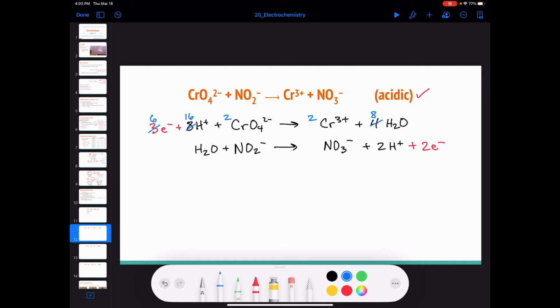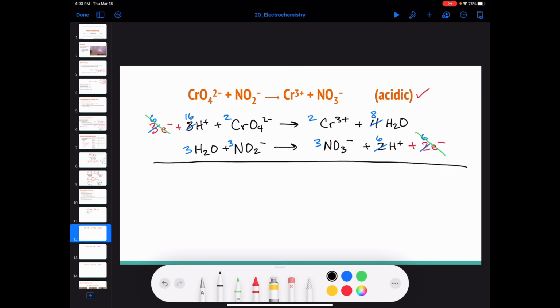That gives me 6 electrons on the top. And on the bottom one, I'm going to triple it. So I'm going to put a 3 here, a 3 here, a 3 here. 3 times 2 is 6, 3 times 2 is 6. Because what that does is allow me to cancel out my 6 electrons on both sides. And that's essential. They have to cancel out.